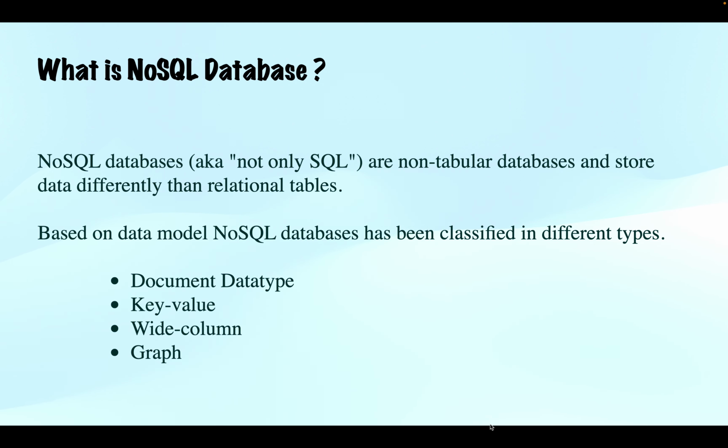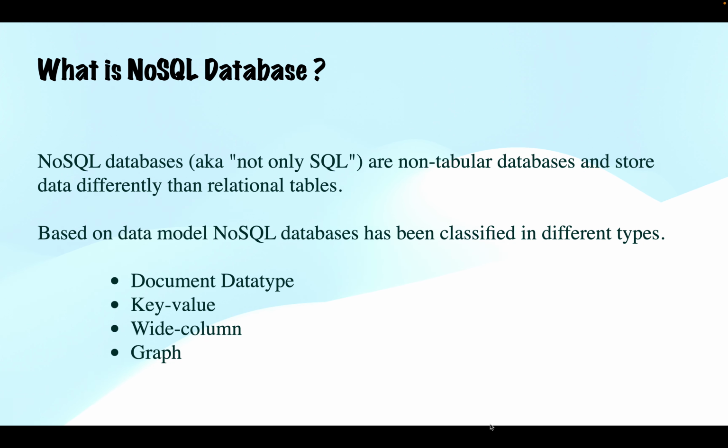So let's come to the point. NoSQL means no SQL, meaning we are not going to follow the approach that we have in SQL databases. Here we don't have tables. We are not going to store the data in a table format, as we do in SQL. Based on the data model, NoSQL databases have been classified into different types: document, key value, wide column, and graph. In this video we will mostly discuss the document data type.